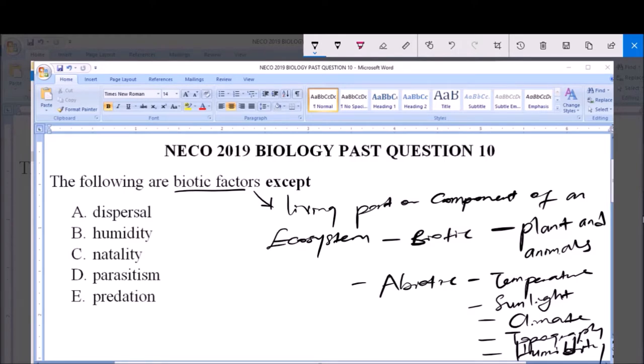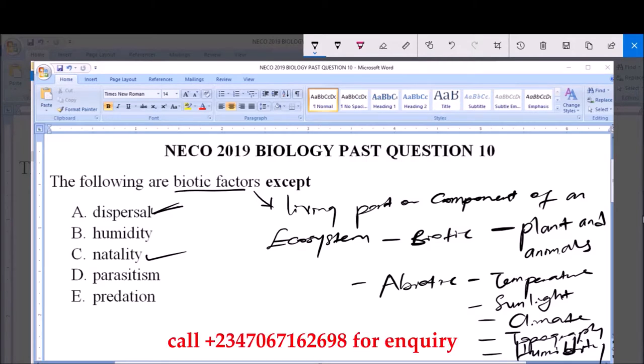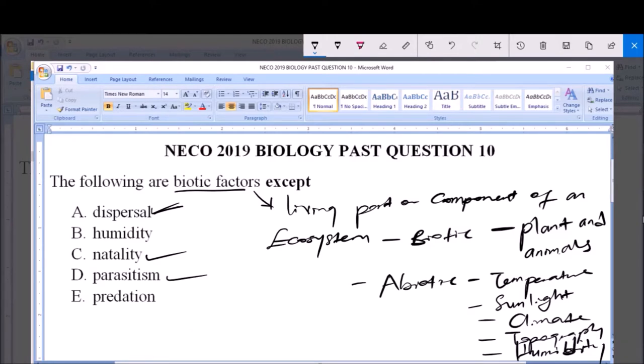Now the question says the following are biotic factors except. A here says dispersal. Dispersal involves what? Plants and animals, that is, movement from one place to another. It involves plants and animals, so it is a biotic factor. Now natality simply means birth. It's also a biotic factor because it involves plants and animals. Parasitism too is a factor that involves plants and animals. Parasites are what? Animals. So parasitism is a biotic factor. Likewise, predation is also a biotic factor because it involves animals.